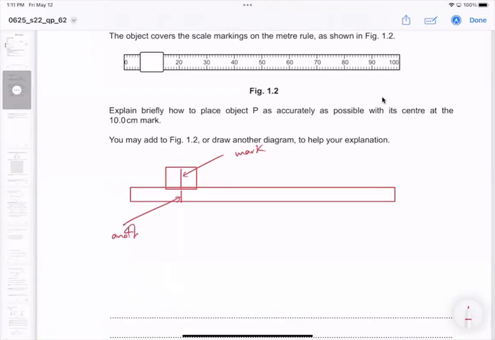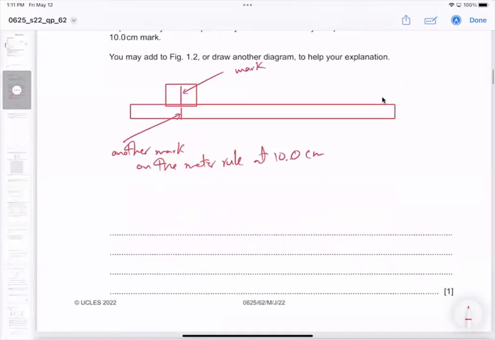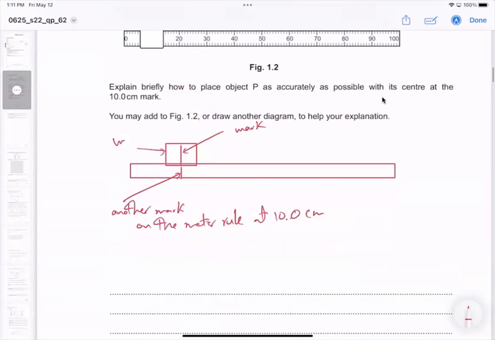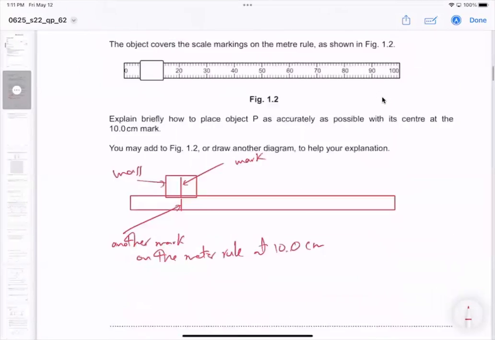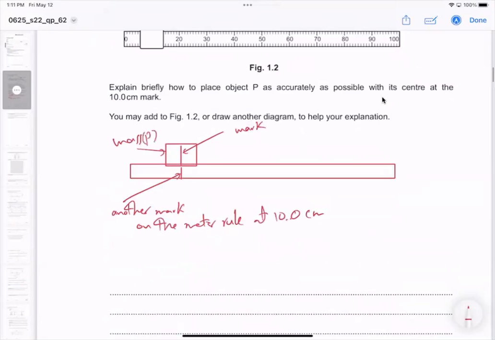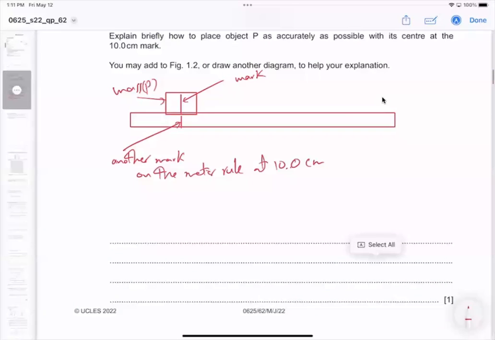Another mark on the meter rule at the 10.0 centimeter. I'm going to match the two marks so we know that it is exactly on the midpoint of the mass. Okay? It's enough. We have a mark on the mass. Mass P. The drawing is enough because it's one mark on the mass and another mark on the meter rule at 10 centimeter, and the two marks are matching.